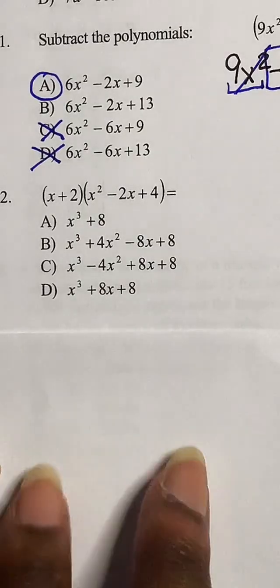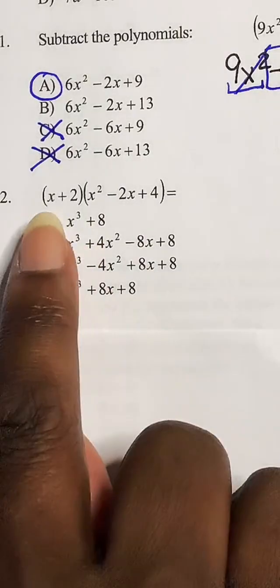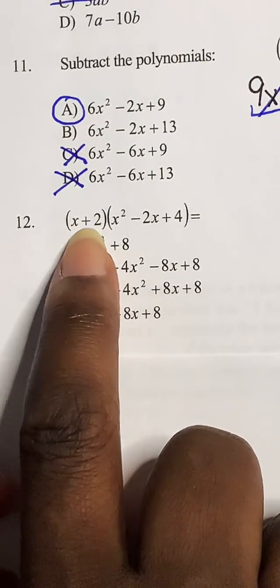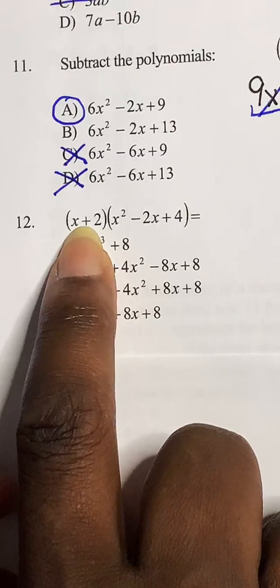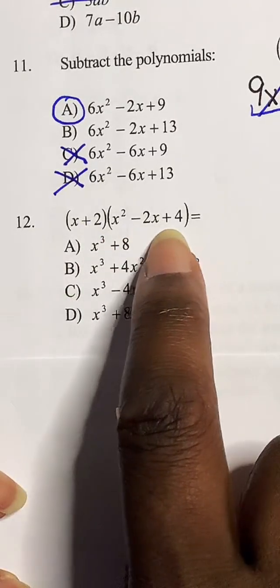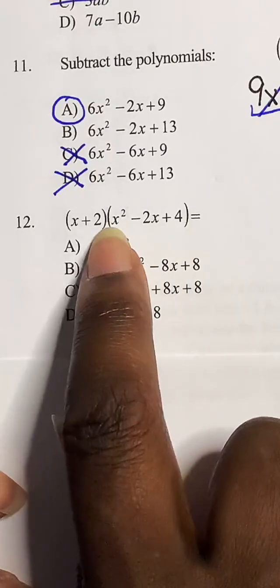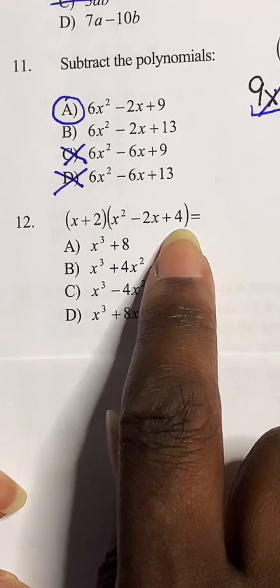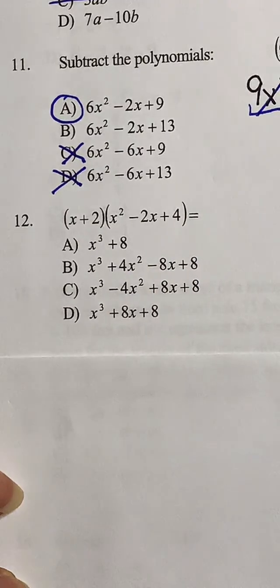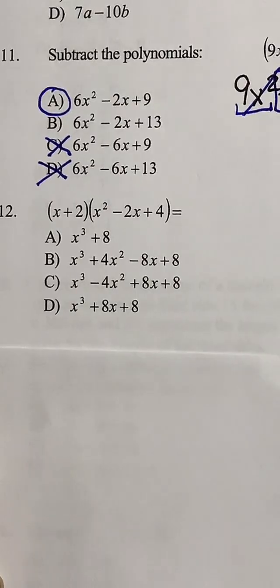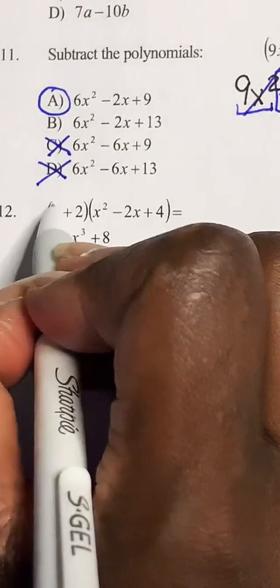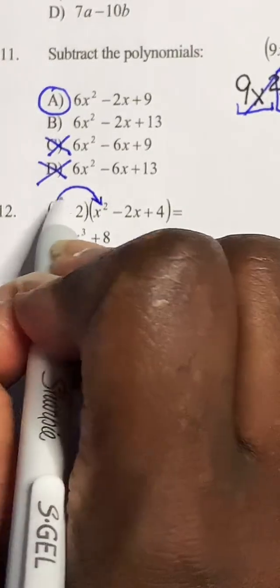Okay. All right, so let's take a look. Now, we can do this one of two ways. The first way, and don't say FOIL. FOIL only works for two binomials, okay? What we have here is a binomial, two terms being separated by an addition sign. And over here, we have a trinomial. That is three terms being separated by addition or subtraction signs.